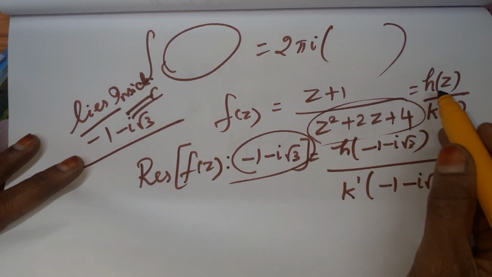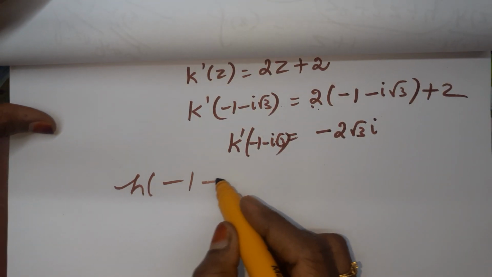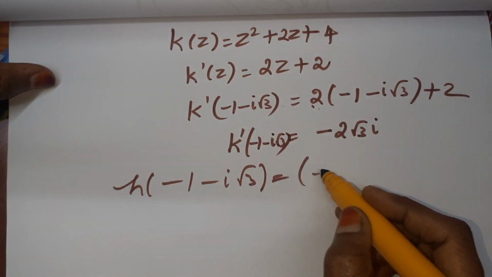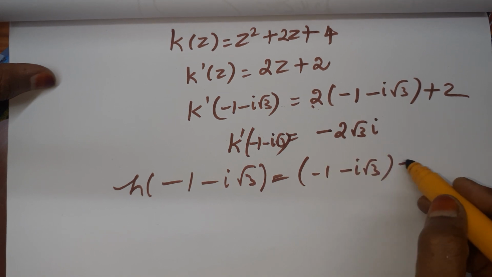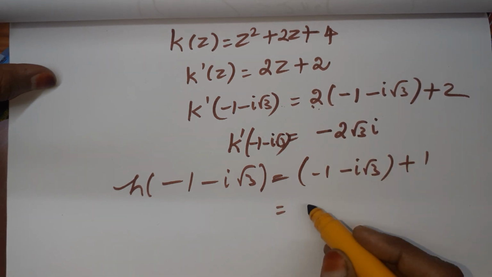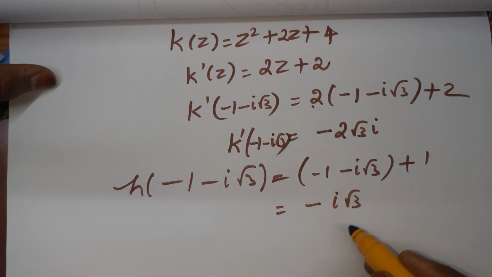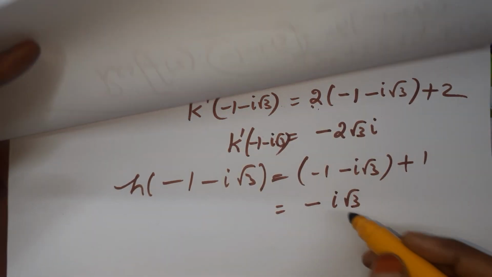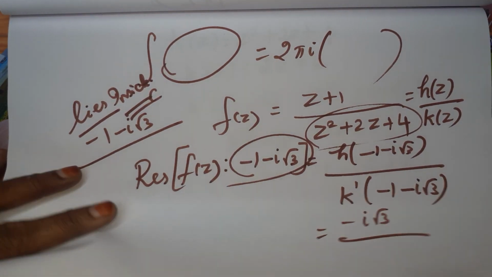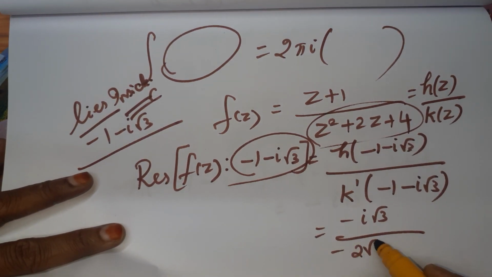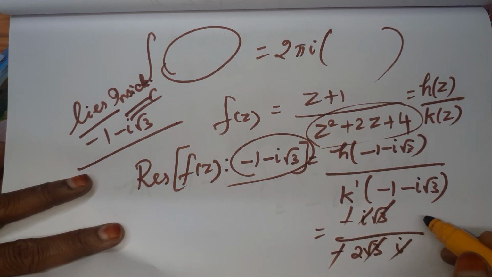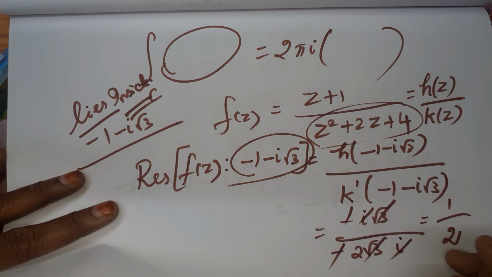I have to calculate h now. h of minus 1 minus i root 3. h of z is equal to z plus 1. So minus 1 minus i root 3 plus 1; the plus 1 and minus 1 will get cancelled. So minus i root 3. Both the terms we are going to substitute here: minus i root 3 by minus 2 root 3 i. Root 3 will get cancelled, i will get cancelled, and minus minus will get cancelled, leaving 1 by 2. That we have to substitute in 2 pi i.